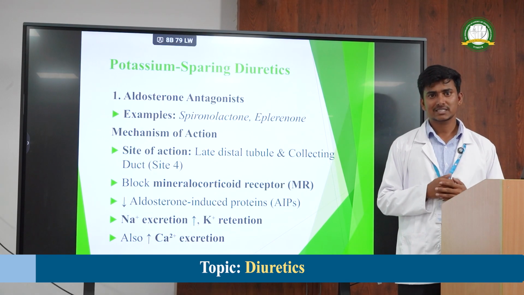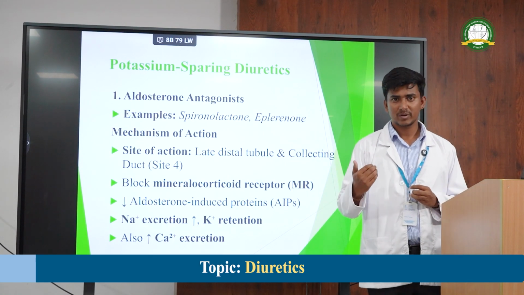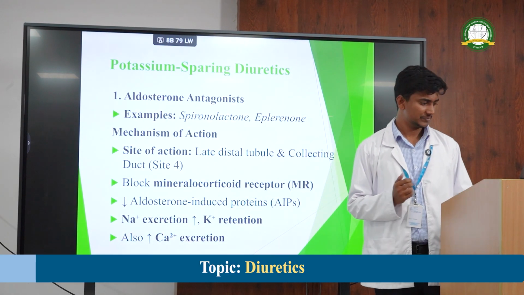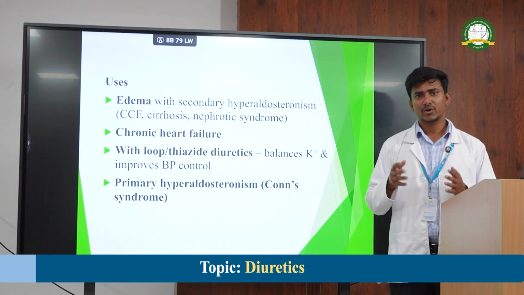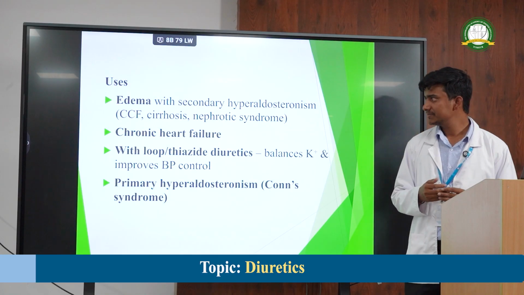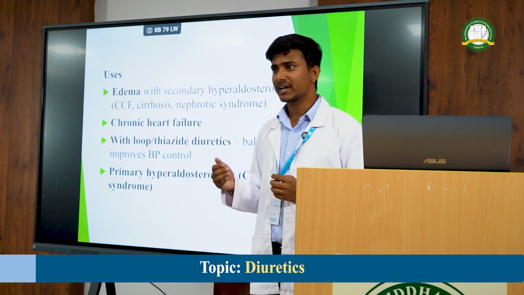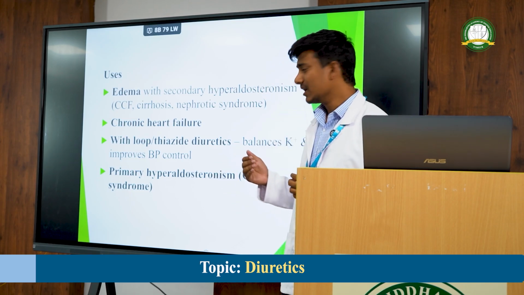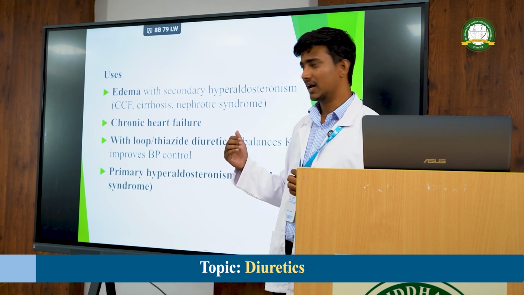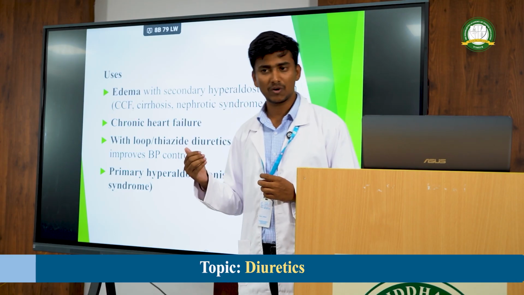All other classes of drugs can cause loss of potassium, but in case of potassium sparing diuretics, there will be no loss of potassium. Here more potassium is reabsorbed back into our body. Coming to uses, where are we going to use these potassium sparing diuretics? We mainly use them in the treatment of edema, chronic heart failure, and hypertension, where we add them along with loop diuretics or thiazide diuretics to balance the lost potassium in our body.